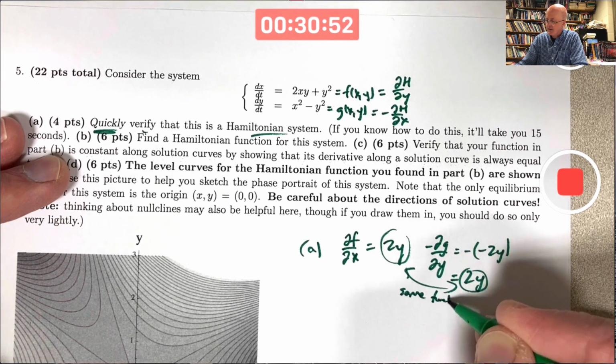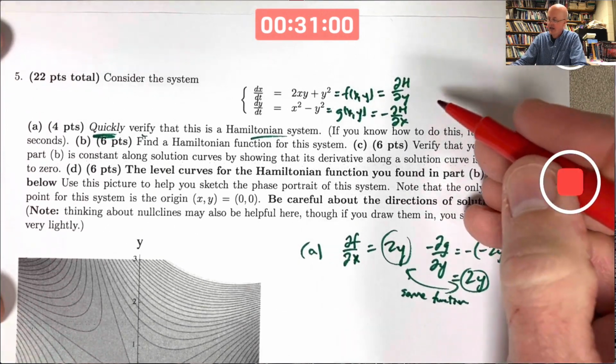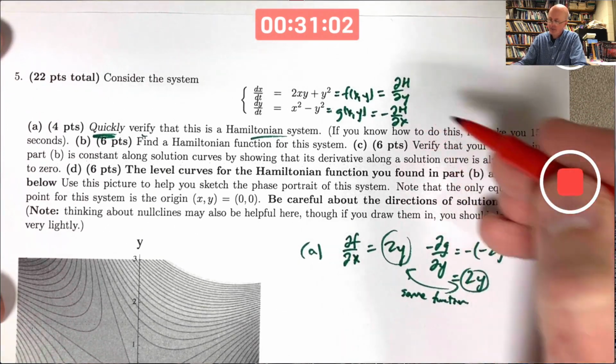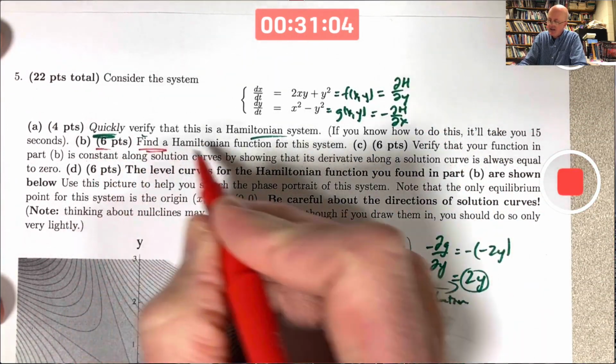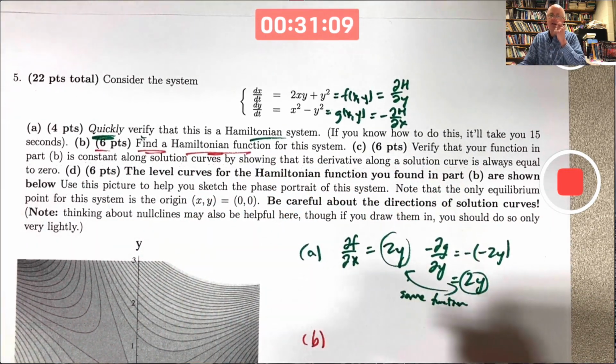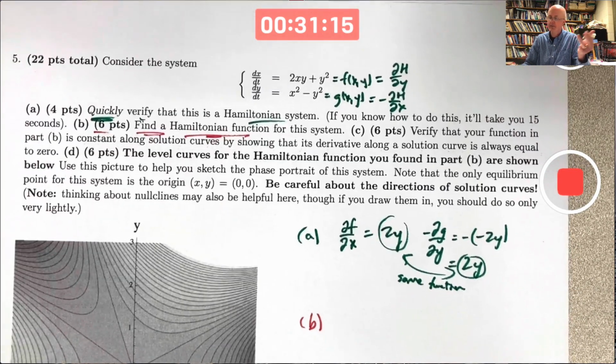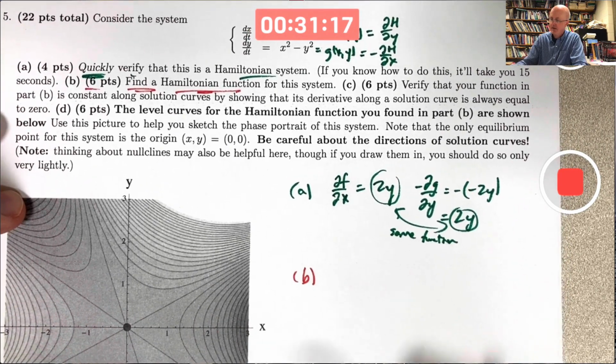functions. They're equal no matter what x and y are, and that turns out to be enough to verify, yes, this system is Hamiltonian. There is some function h where this is true. Part B says to find a Hamiltonian function, find h. The answer is actually not unique, because we're going to integrate to find h, and ultimately there's an additive constant that can be anything that will ultimately mean h is not unique.